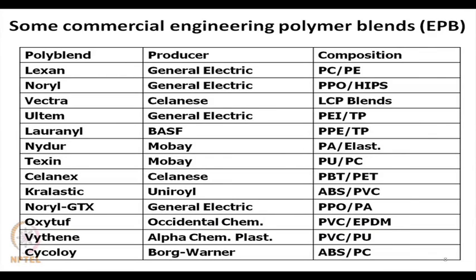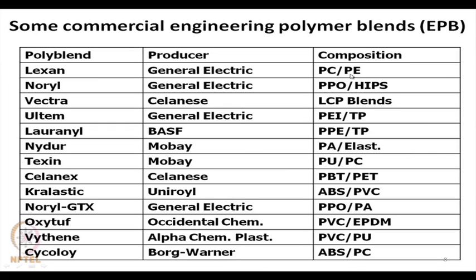Let us look into some commercially available polymer blends or commercial blends. There are plenty of examples. You can get details of those examples in other literature. Just to mention a few, Lexan is the trade name, the manufacturer is General Electric Company, and the component polymers in that blend are polycarbonate and polyethylene.